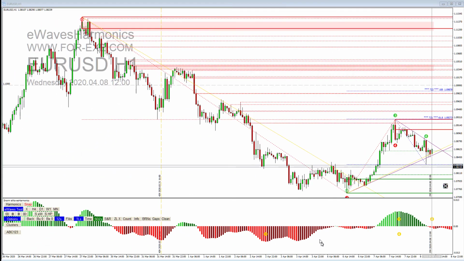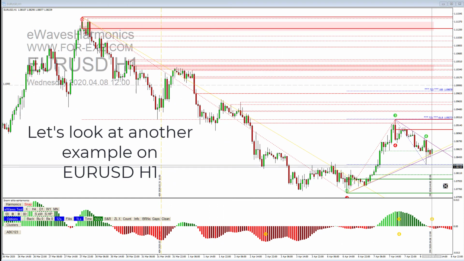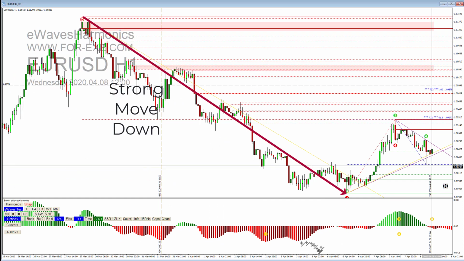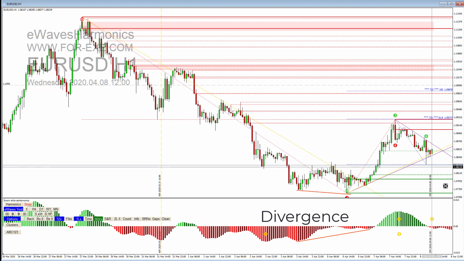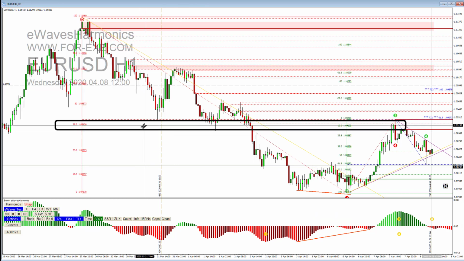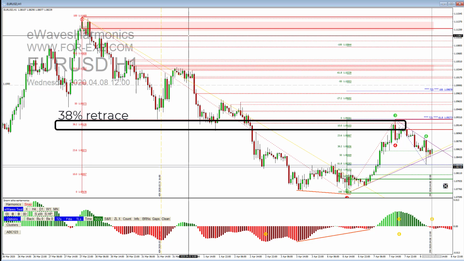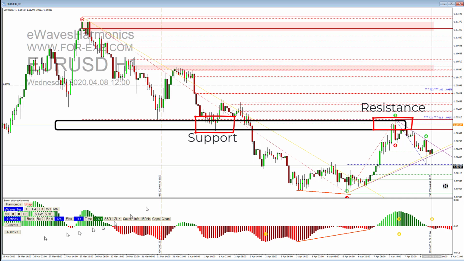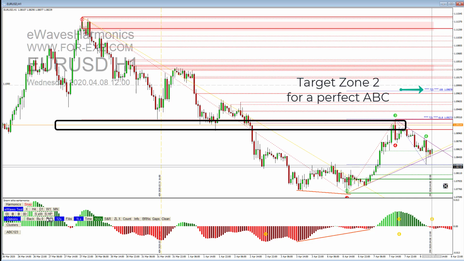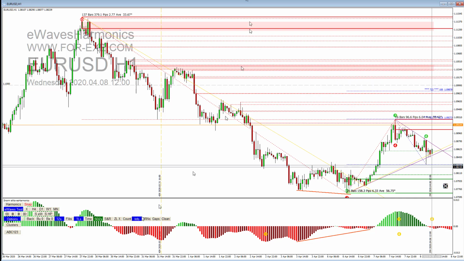Now we'll look at another example on the Euro-Dollar 1 hour chart. We had a strong impulsive move down that we'd be looking for a retracement of, and it ended with some divergence. Quick click of the fibs tool, you can see that price retraced to the 38% level. We just mark a line up there, and we have some support there, and you can see some resistance. Target zone 2 for a perfect ABC, like we saw on the previous example, is what we'll be aiming for.